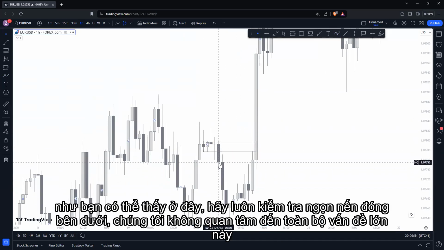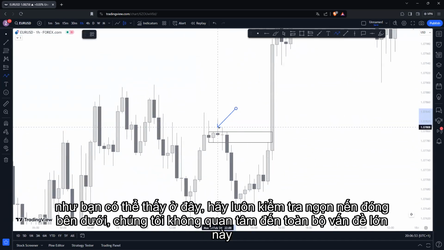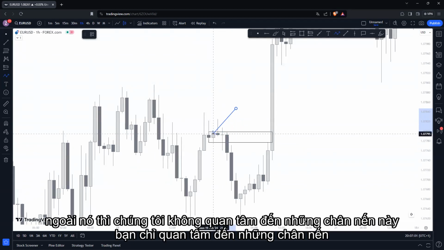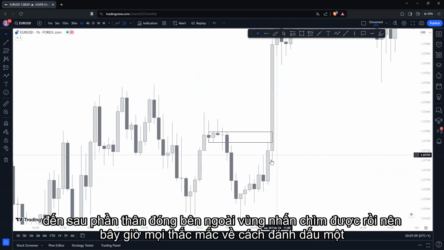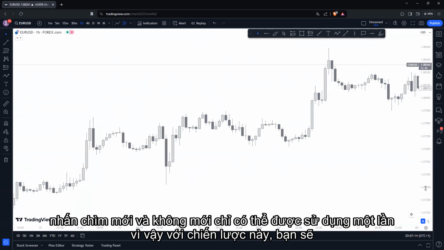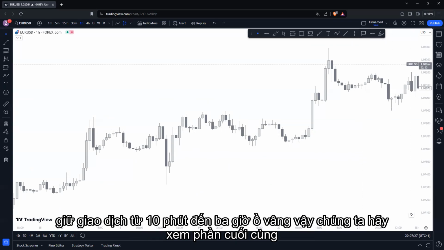As you can see here, always check the candle that closed below. We do not care about this whole big wick. We don't care about this down wick, okay? As long as price is still inside and didn't close outside of it, then we don't care about these candlesticks. You only care about the ones that come after the body closure outside the engulf, okay? So any questions for now on how to mark a fresh and unfresh engulf? An engulf can be used only once. So with this strategy, you're going to be holding the trade from 10 minutes to 3 hours.